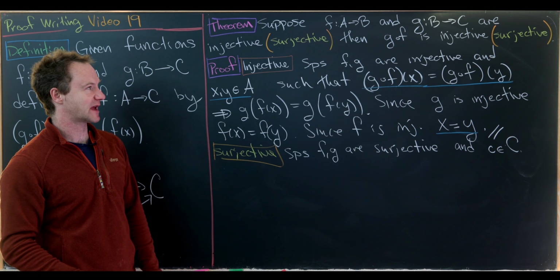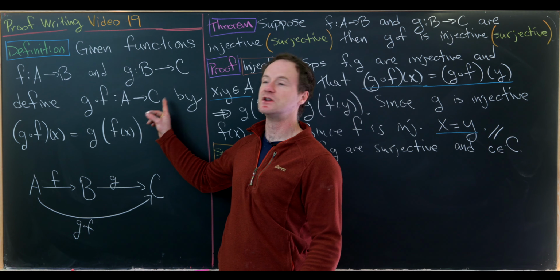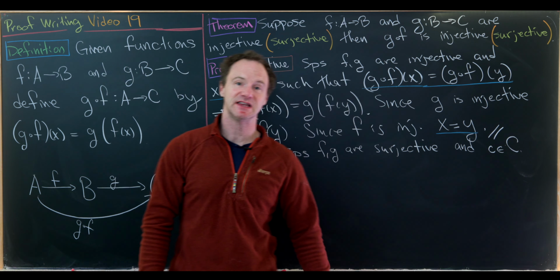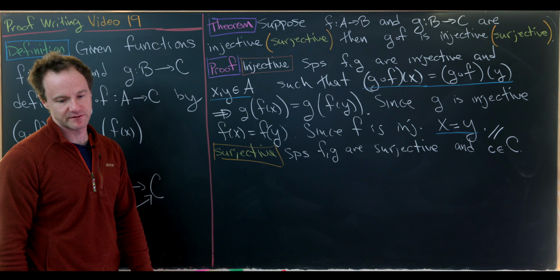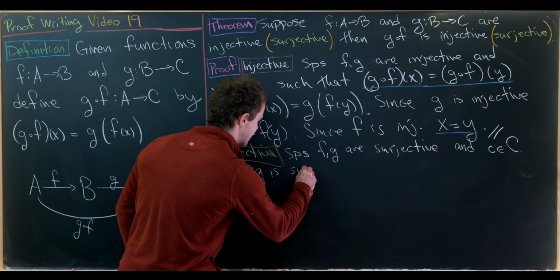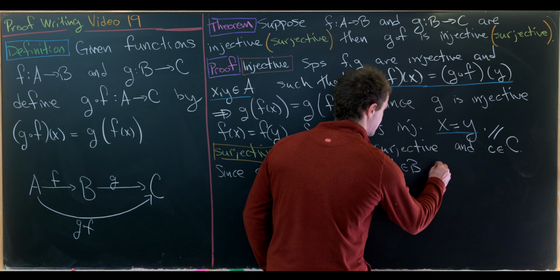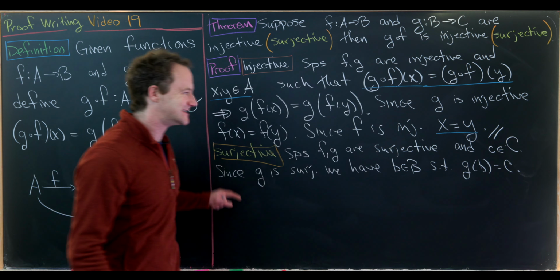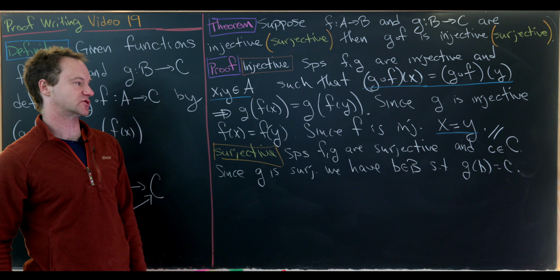So we need to take something from capital C, because g composed with f goes from A to C. So our end game will be to find a lowercase a in A that gets mapped to C under this composition. Okay, so now let's apply the surjectivity of our component functions. Since g is surjective, we have some little b in B such that g of little b equals C. That's exactly the definition of surjectivity applied to g, which we are assuming is surjective.